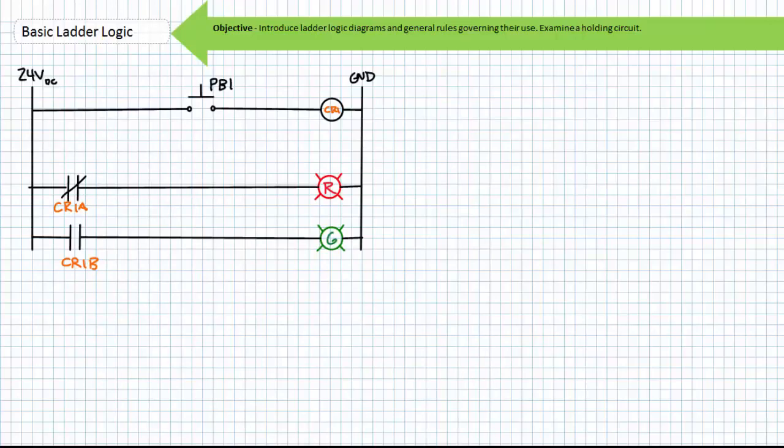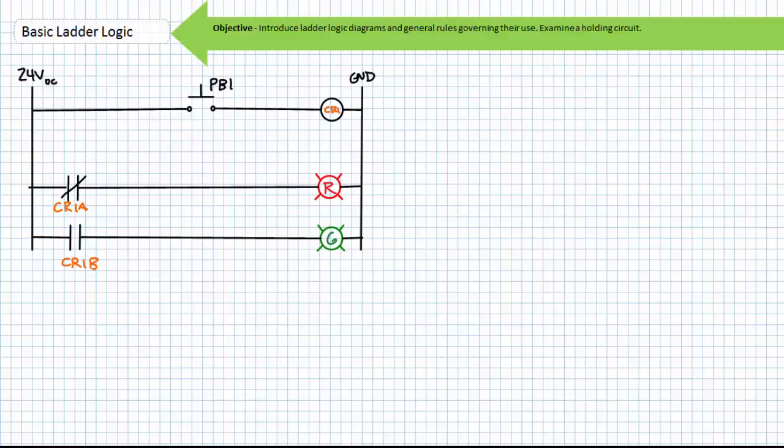Rung 1 is a series connection of a momentary contact normally open push button 1 and the coil of control relay CR1. Rung 2 is a series connection of the normally closed side of the associated contact CR1A and a red pilot lamp. Rung 3 is a series connection of the normally open side of the associated contact CR1B and a green pilot lamp.